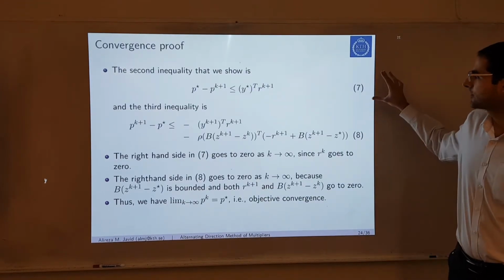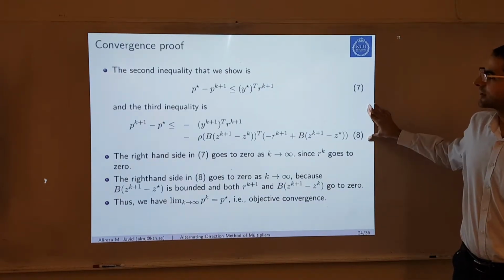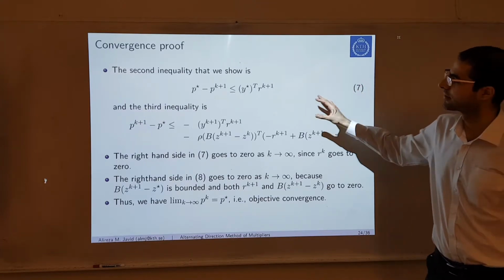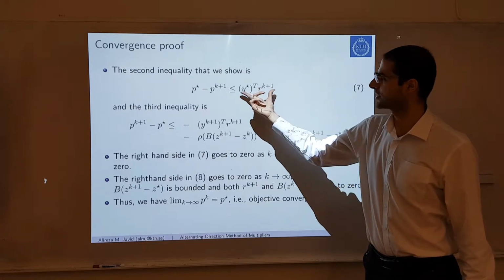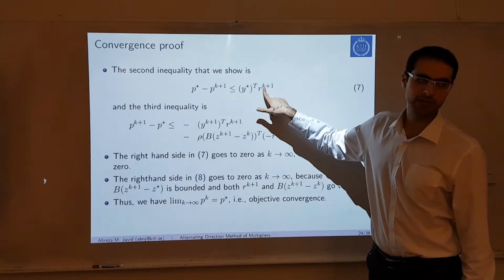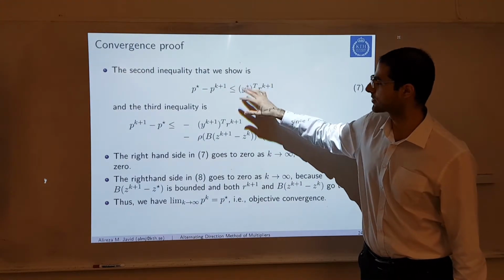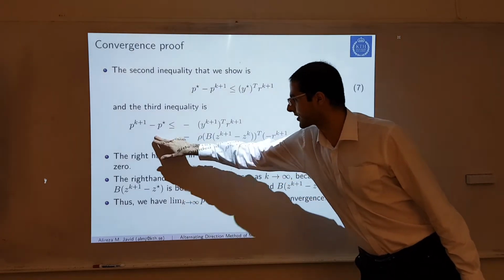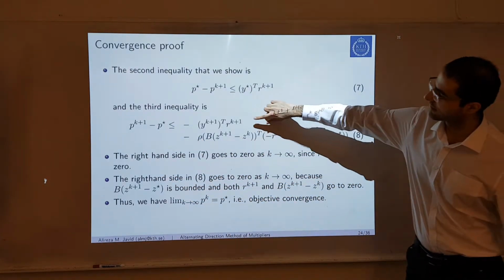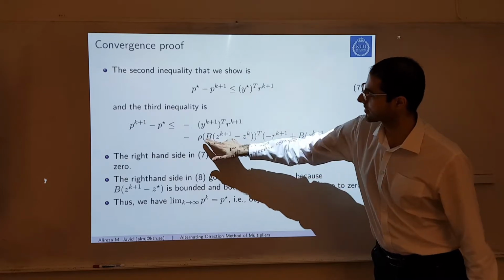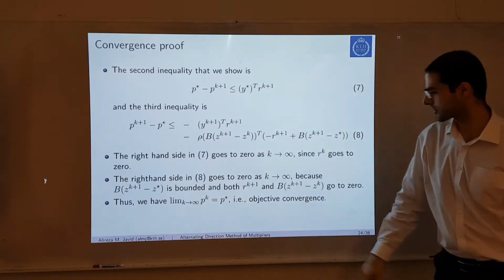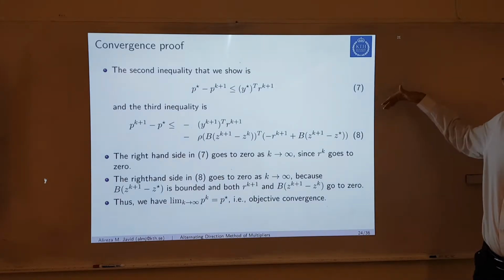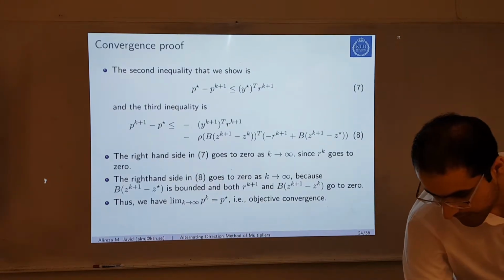Next, we need to show inequality 7 and 8. Inequality 7, we have an upper bound for p star minus pk plus 1. If we show that this is true, then r also goes to 0, so this approaches 0. And if we agree that this inequality is true, again, r also goes to 0, this term goes to 0, so this whole thing goes to 0, therefore we have the limit pk goes to p star. So these are the three inequalities that we need to prove.